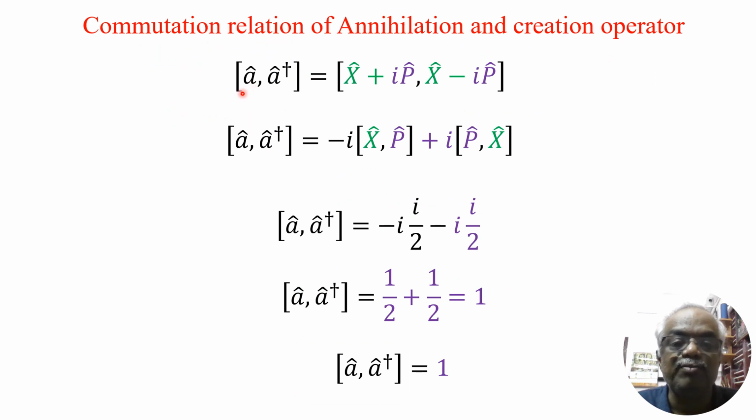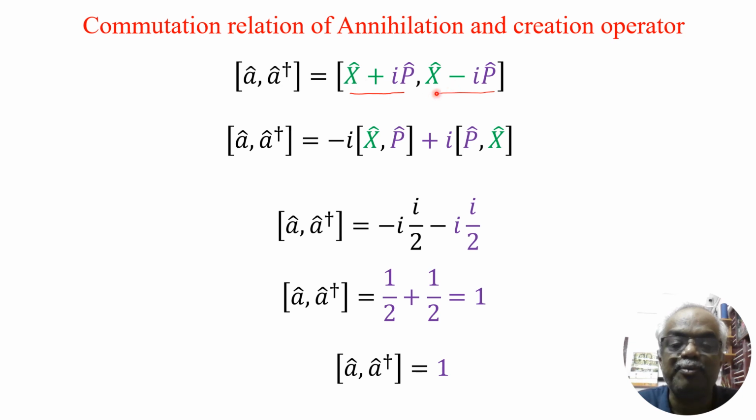Now we will see the commutation relations of the annihilation and creation operators. First, you take the commutator of A with A dagger. By definition, A is this one, first one, X plus iP, and A dagger is X minus iP, both capital. So now you can expand this commutator. X and X commute, so don't worry about it. But X and minus iP will not commute. So here you take minus i.